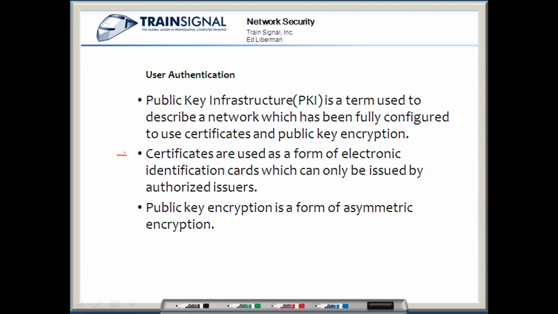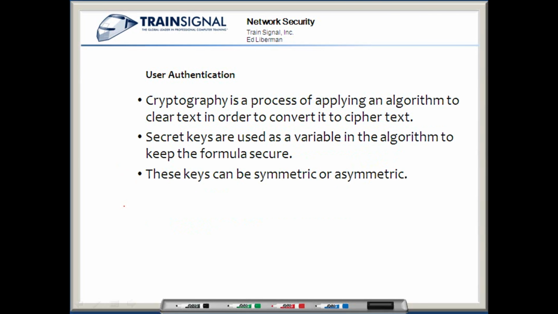Now, public key encryption is a form of what we call asymmetric encryption. I'm going to explain this in much more detail as we go along. In order to explain asymmetric encryption, we need to first understand cryptography. Cryptography is the process of applying an algorithm to clear text, or plain text, in order to convert it into what's called ciphertext, in order to encode it. Secret keys are used as a variable in the algorithm to keep the formula secure.